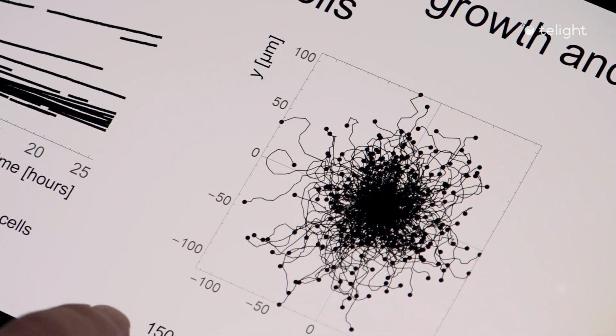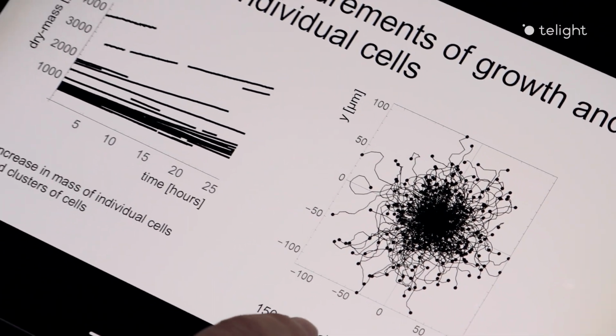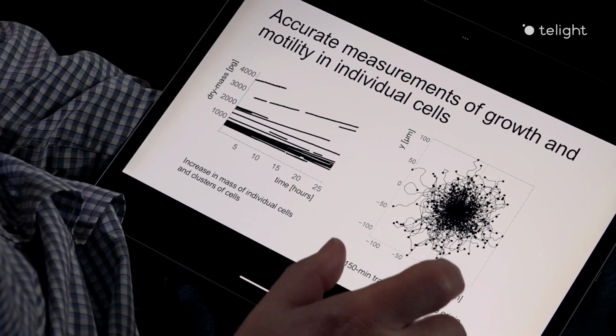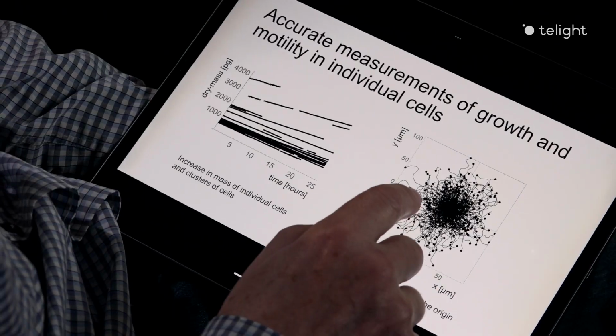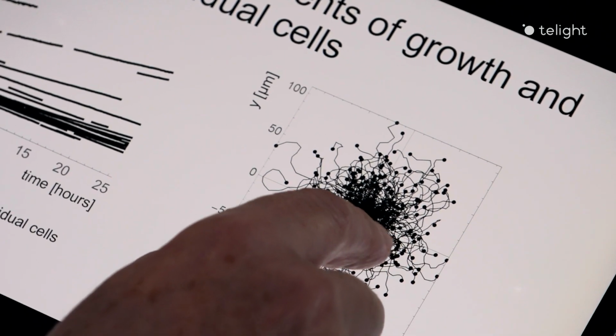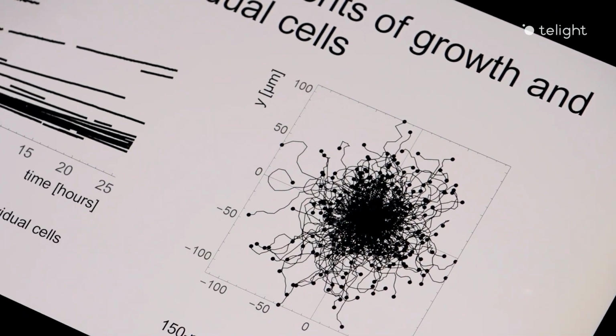The right-hand side graph shows detailed tracks which we took at 150 minute intervals, and these short tracks we moved to a common origin, and we can see the majority of cells don't go that far from the center, and a fraction of them achieves the highest translocation. The tracks end with the black dot.